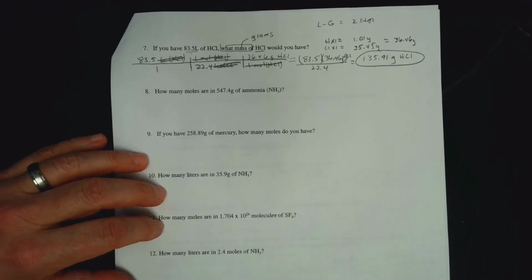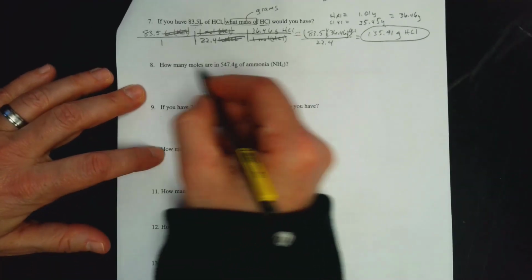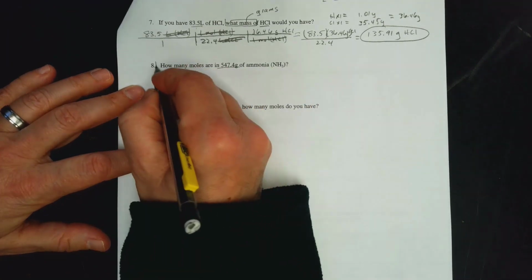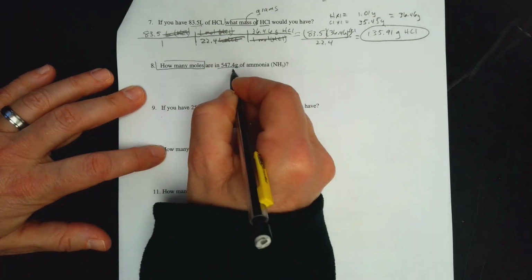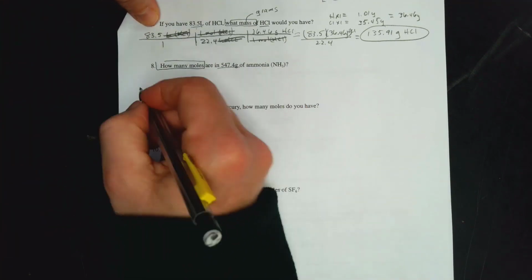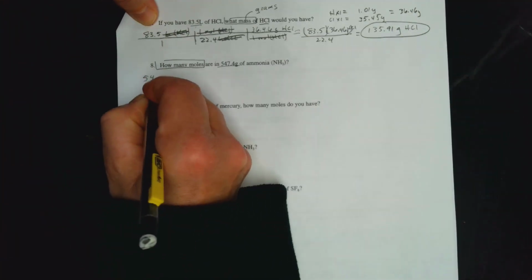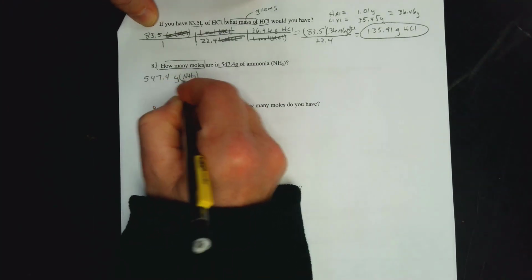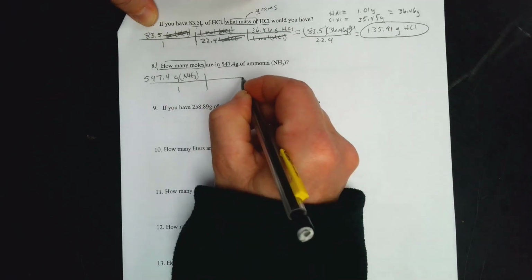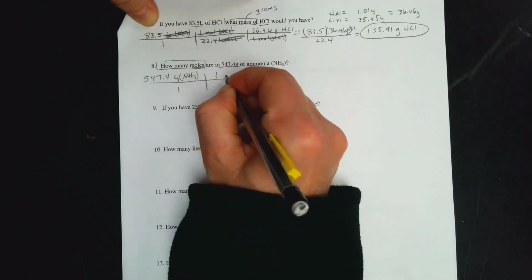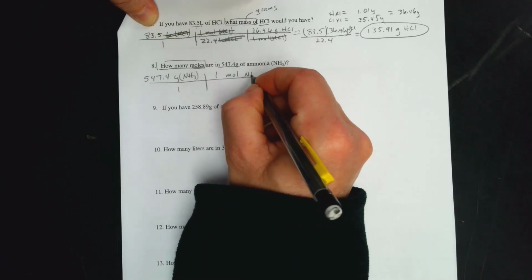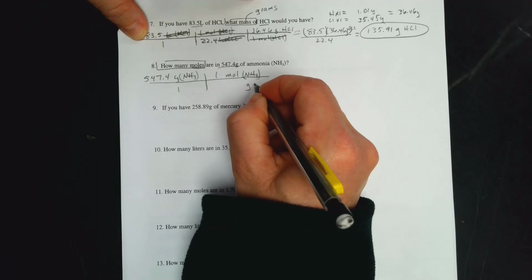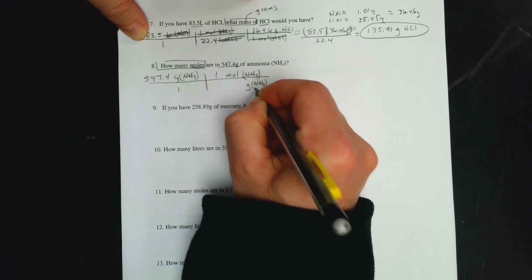All right, number 8. How many moles are there in 547.4 grams of ammonia? How many moles? Now, because we're going moles to mass, that's easy. We can do that in one step. So I've got 547.4 grams of NH3, otherwise known as ammonia. I've got to finish in moles, so I'm going to put mole up top here, NH3. And down here I have to have grams of NH3 because that's the unit that I'm going to be able to cancel out.